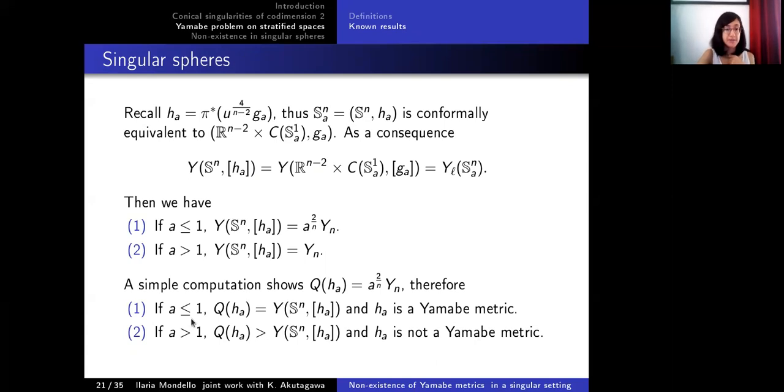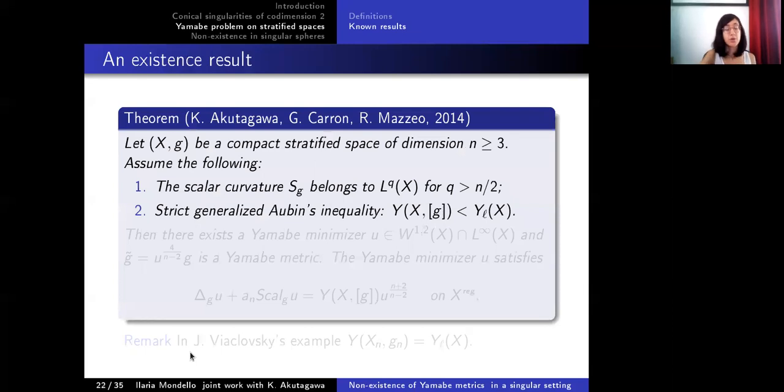Now, our proof of the non-existence when A is bigger than 1 is by contradiction. So we will assume that a Yamabe metric, and thus a Yamabe minimizer, does exist. So we will need to use properties of the conformal factor of a Yamabe metric, so the Yamabe minimizer, in order to get to a contradiction. So in the following part, I will explain some of the results that are known about Yamabe minimizers.